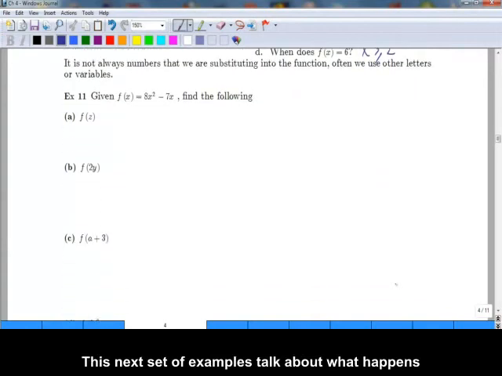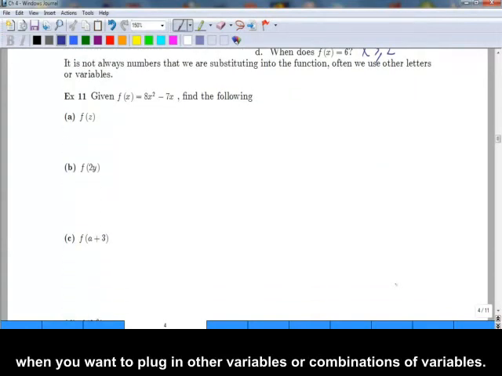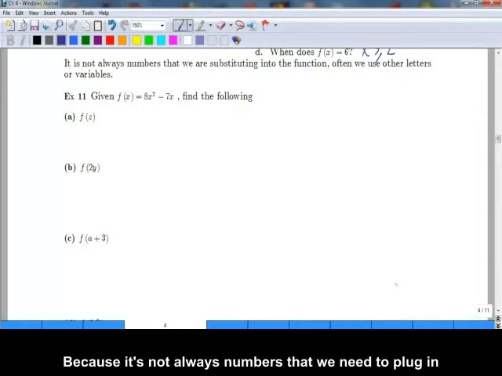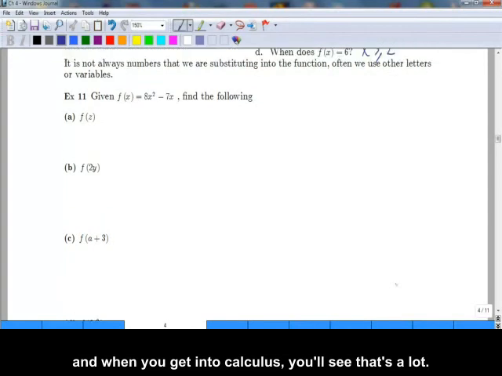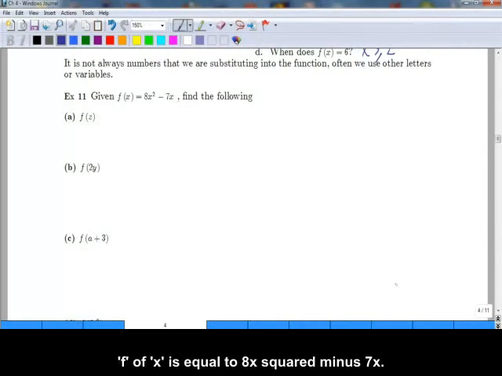This next set of examples talks about what happens when you want to plug in other variables or combinations of variables, because it's not always numbers that we need to plug in, and when you get into calculus, you'll see this a lot. So, in this example, we're given a function, f of x is equal to 8x squared minus 7x. We're going to do the exact same thing.